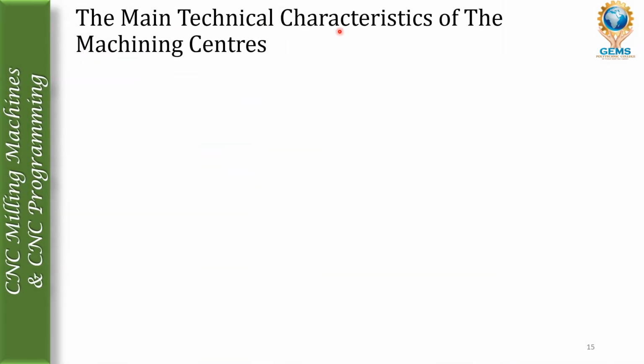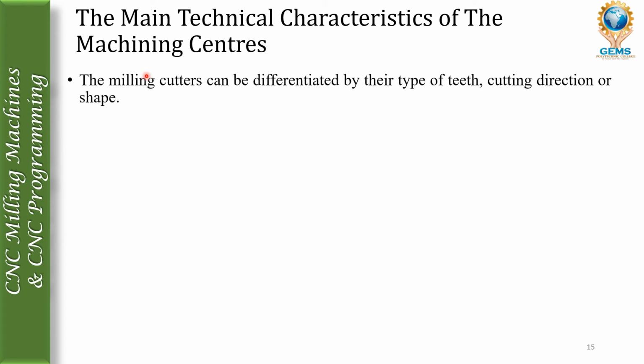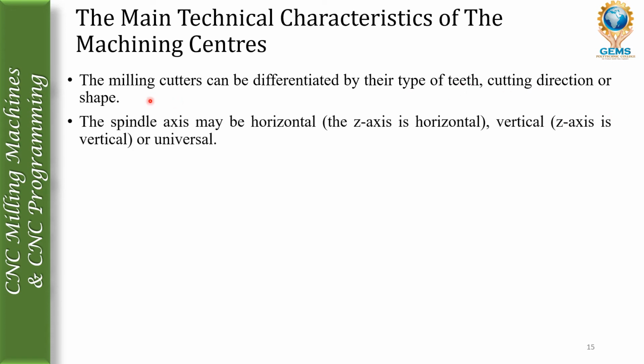Now let's see the main technical characteristics of the machining centers. The milling cutters can be differentiated by their type of teeth, cutting direction or shape. The spindle axis may be horizontal, which means the z-axis is horizontal, or the spindle axis may be vertical, that is, the z-axis is vertical, or it may be universal. You can do both.